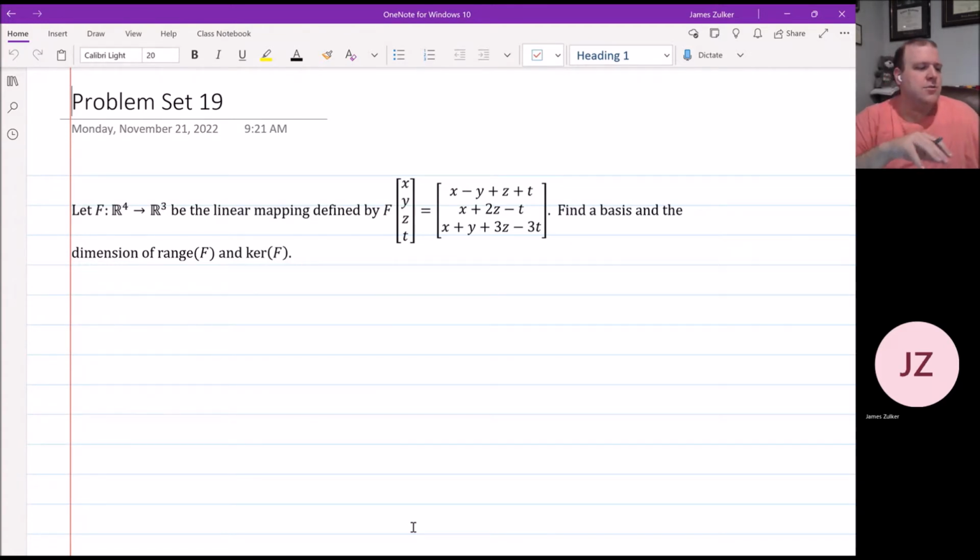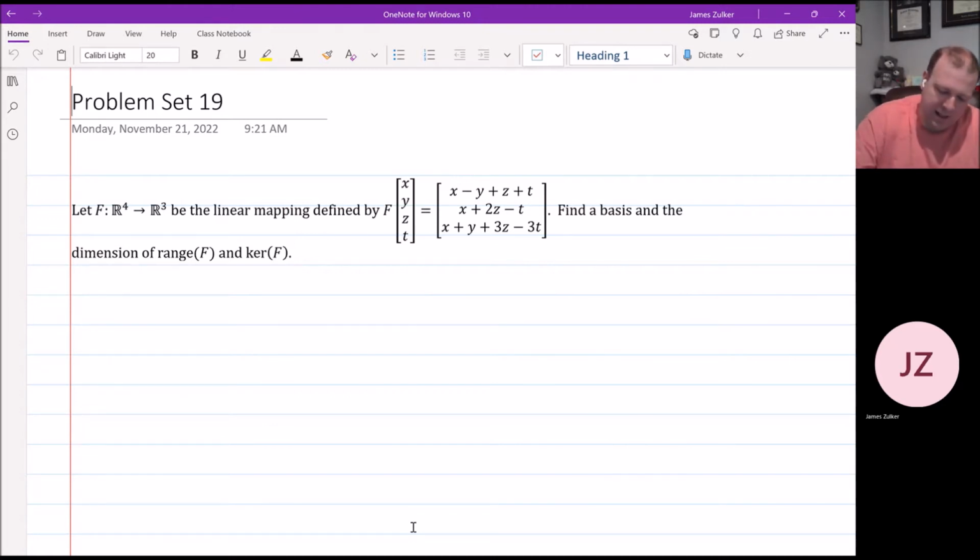Today's clinic is going to cover three problems dealing with the range and kernel of a linear transformation. All right, so let's jump right in. We're given a linear mapping from R4 to R3. We want to find a basis and dimension of the range and the kernel for this transformation. So let's start with the kernel.